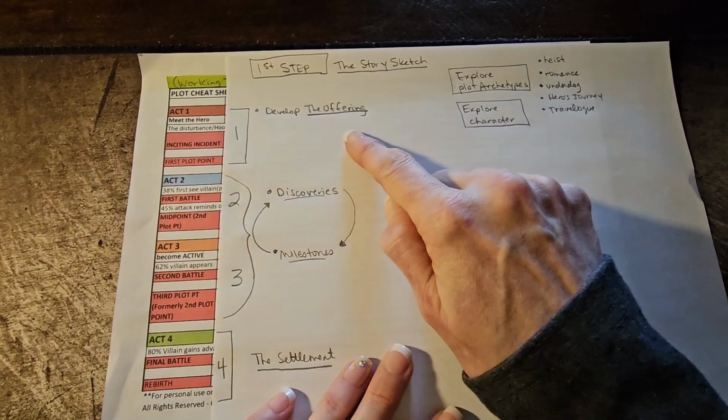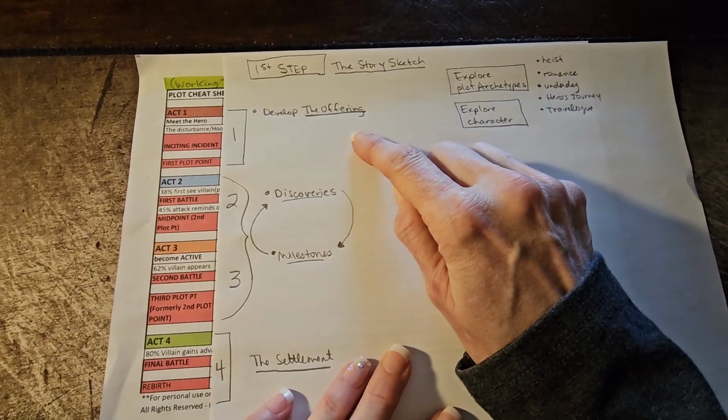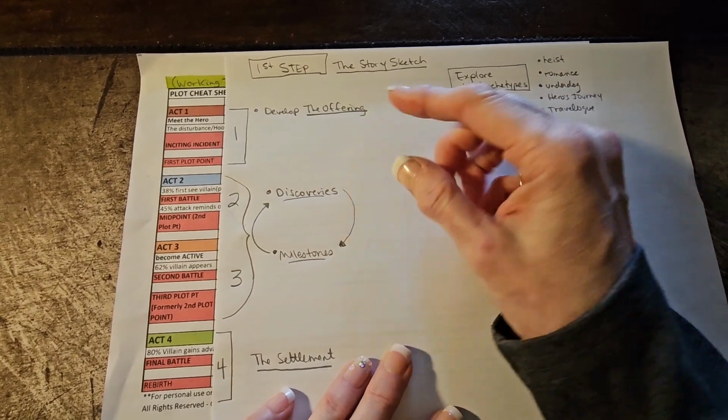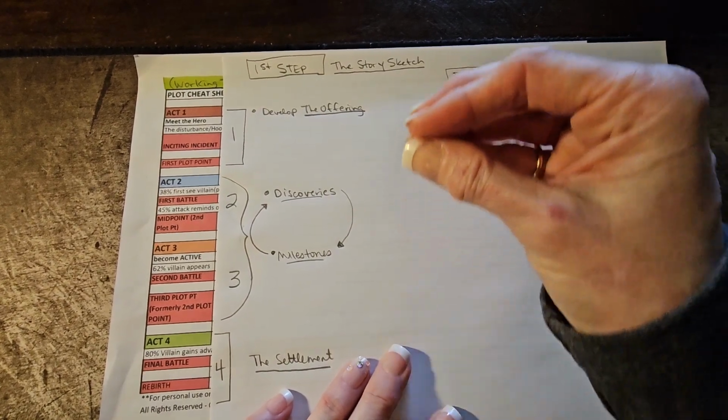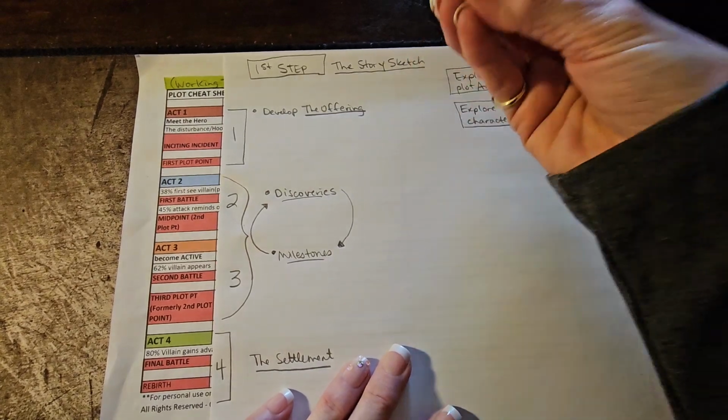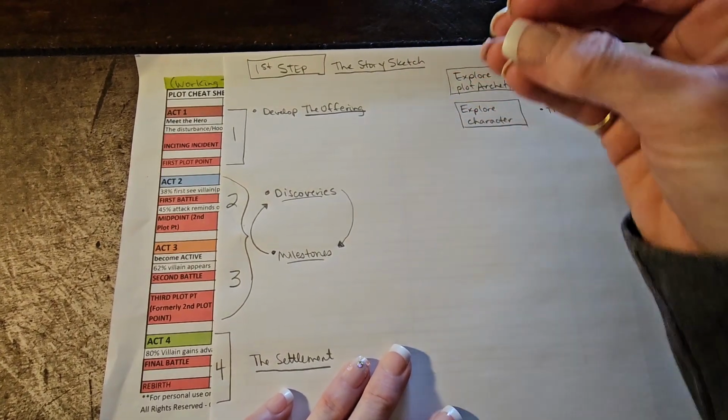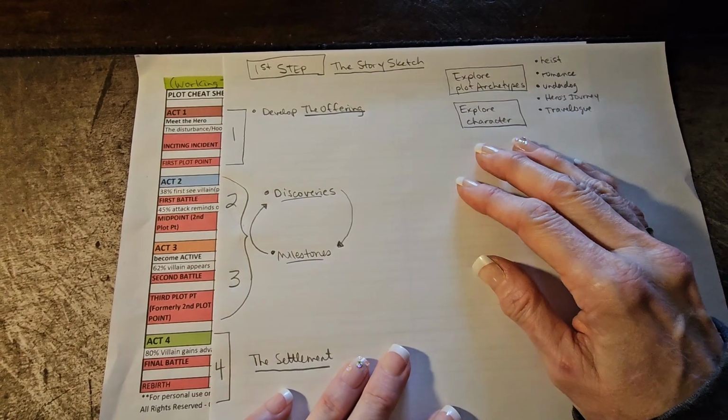In order to create a story sketch, you need to think of your story in terms of 4 things. The opening is where you're developing what I call the offering. The offering is where you're inviting your reader into the story. You're making them some kind of a promise, some kind of a gesture that brings them in to want to read your story. That's the offering.